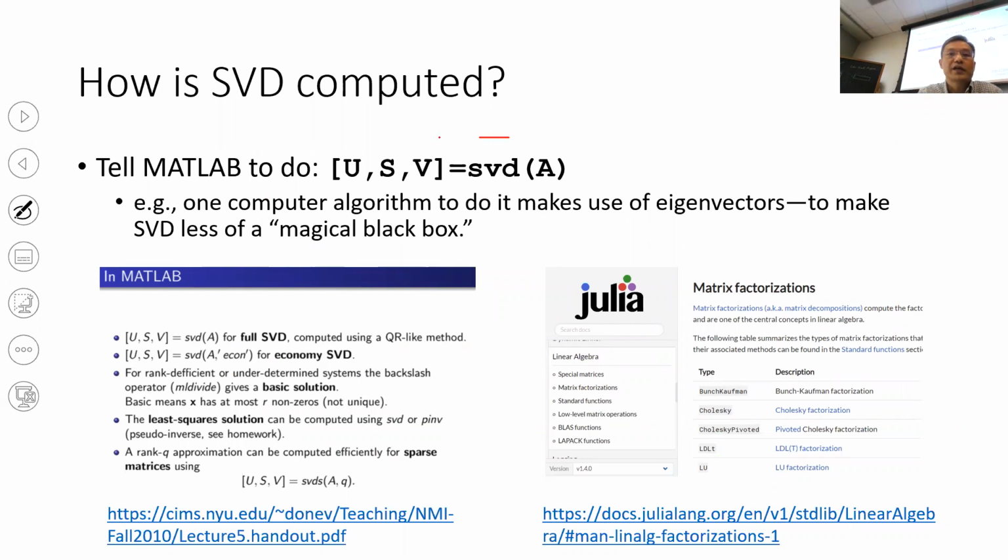Okay, so that's the formula I just showed you in MATLAB. You just do this. Julia has its own package for matrix factorization, and all these methods should already be in there as well.